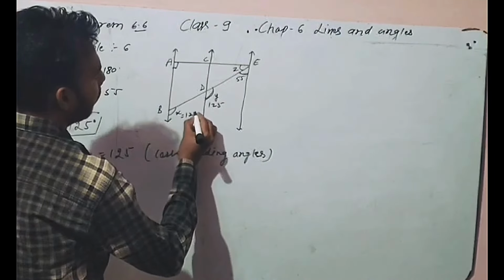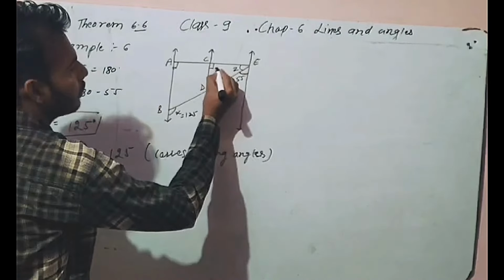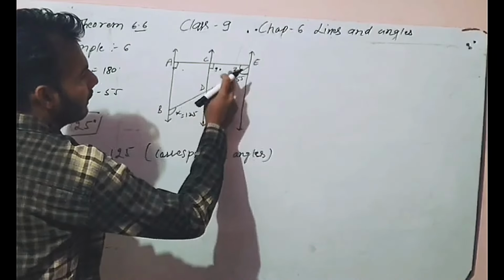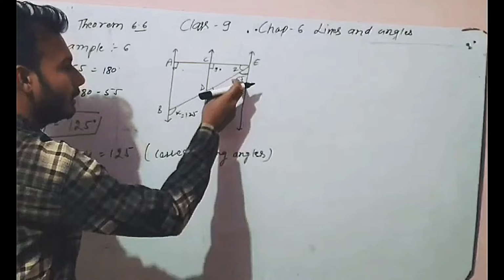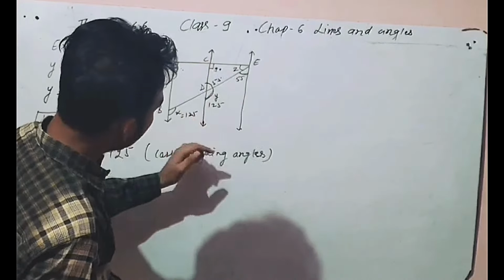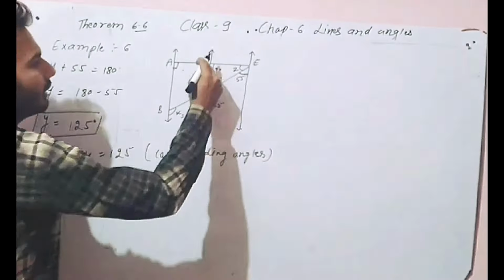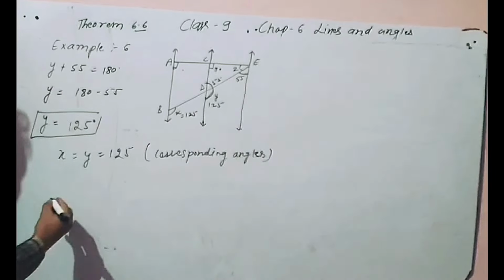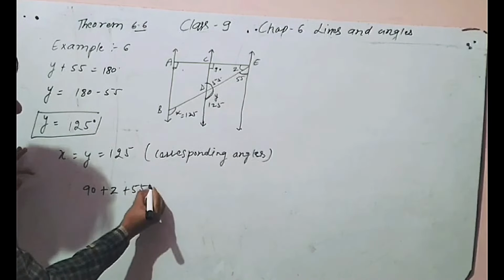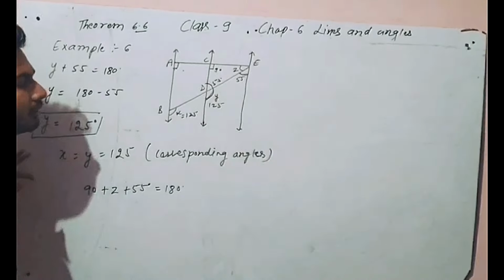Now we need to find z. See, this is given as 90 to us, so this is also 90, because of corresponding angles. So corresponding angles, this 90, this z. This is 55, then this is also 55. You can understand it by linear pair also, or by alternate angles. If this is 55, then in a triangle we have all three angles. So the sum of all angles of a triangle: 90 plus z plus 55 equals 180 degrees. The sum of all three angles in a triangle is 180 degrees.